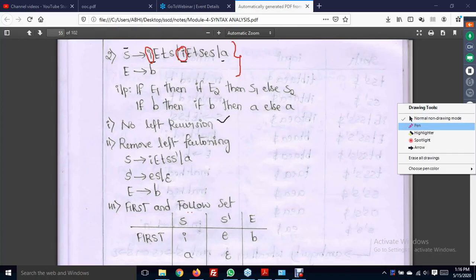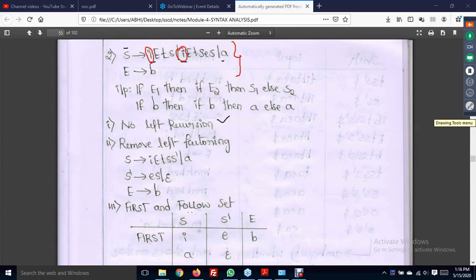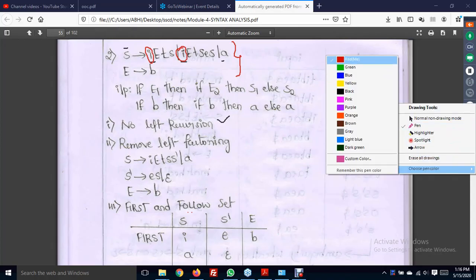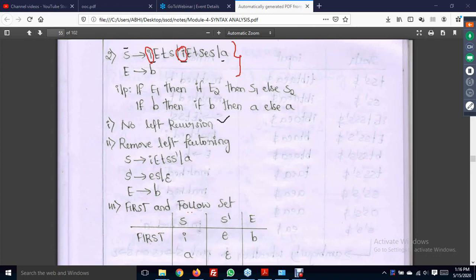How do I know this particular grammar is not free from left factoring? Because I see the same term I, as well as term I here, repeating, right? So it needs to be left factored. Once the grammar is left factored, this is the grammar which I ultimately get. By using this grammar, I need to work on the next important steps.